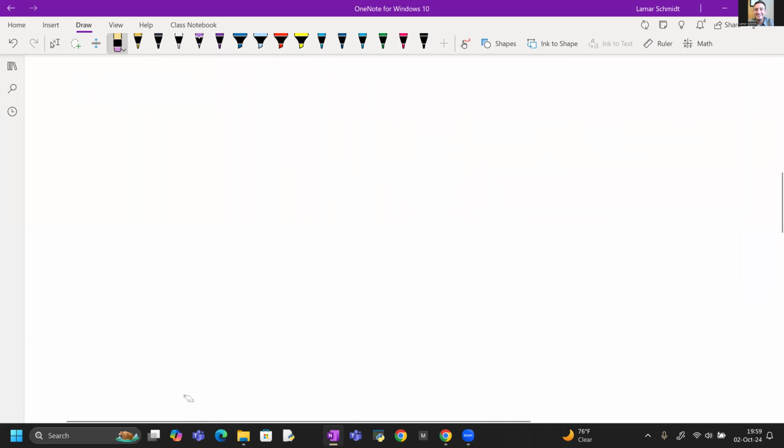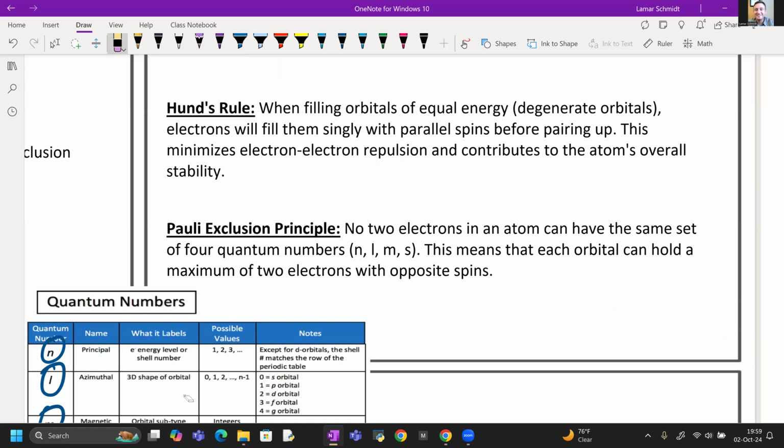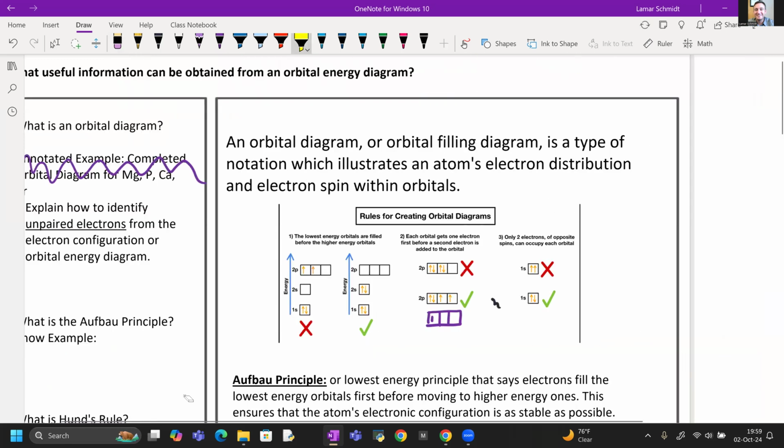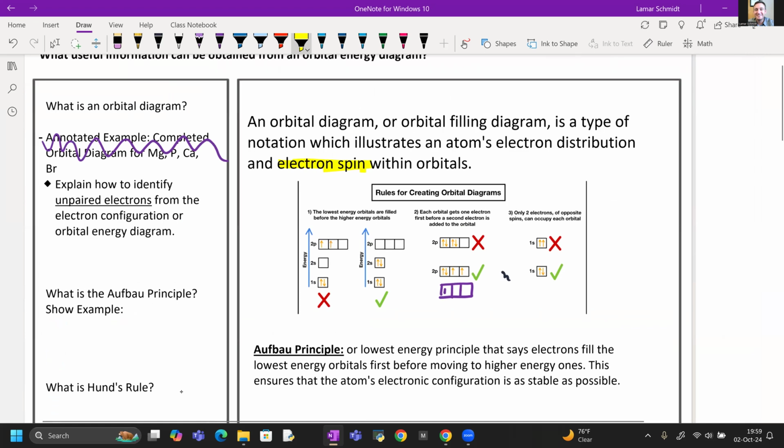And if you look at our orbital diagram, that's what we're really worried about here. We're interested in electron spin within the orbitals. These arrows represent that fourth quantum number either being positive or negative. But we know in a single orbital, or in a single box, the electrons cannot have the same spin. Otherwise, they'd have the same four quantum numbers.